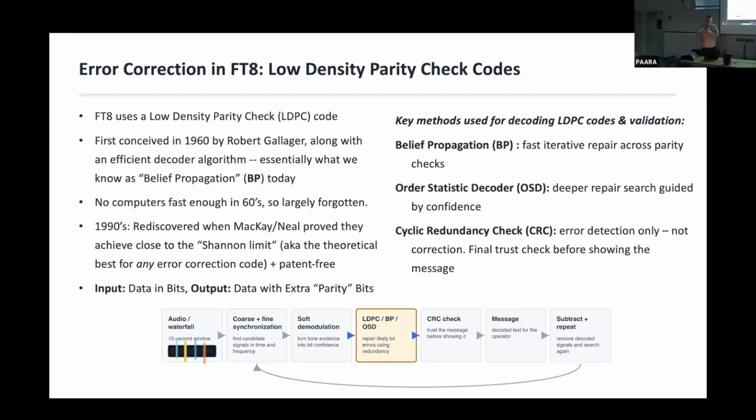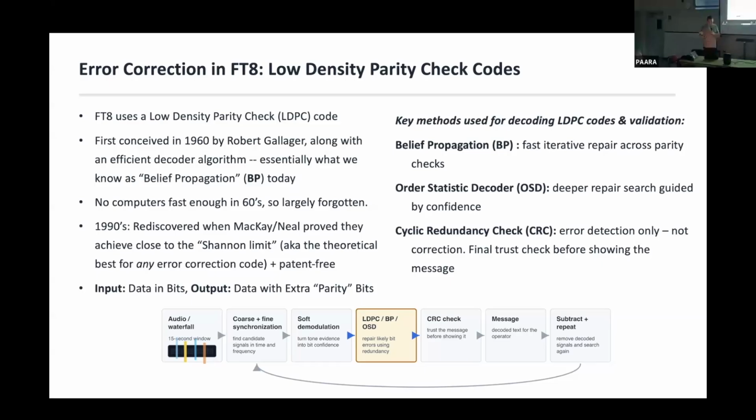The one is that we finally had computers fast enough. Two, these codes can actually get really, really close to what's called the Shannon limit. That's the best that you can do. There's no possible way to design any error correcting code that's better than achieving this Shannon limit. And these LDPC ones turned out to be really good for that.